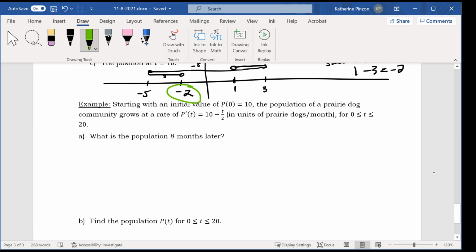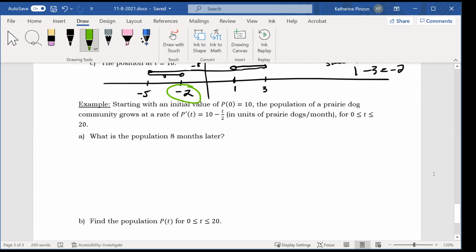So how am I going to find the population 8 months later, do you think? That's a good thought, yeah. Probably I should use an integral. Which integral do you want to use? From 0 to 8, yeah? From 0 to 8 of this rate. Will that tell me the population 8 months later? No. What will that tell me? It tells you the change. That tells me the change in population in the first 8 months, right?